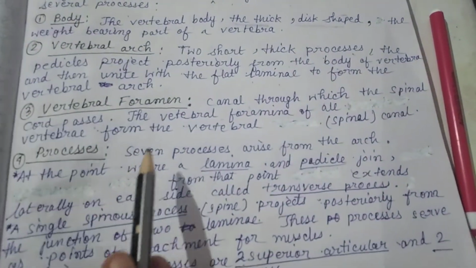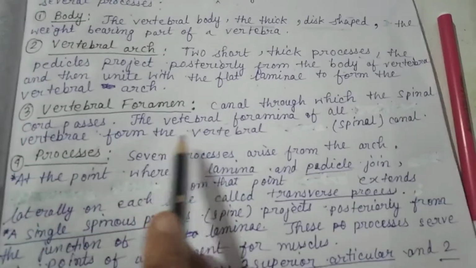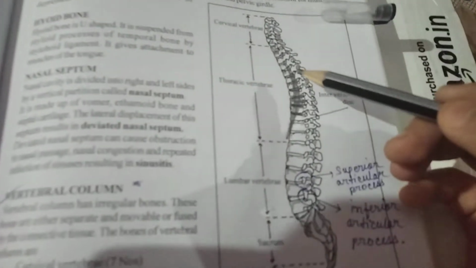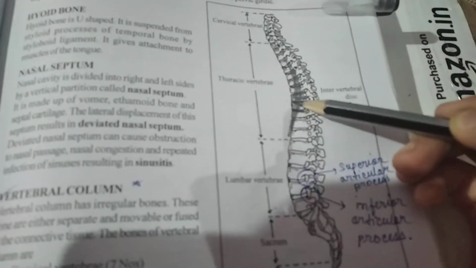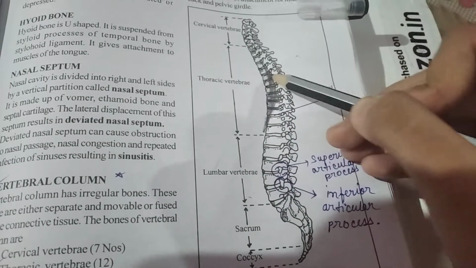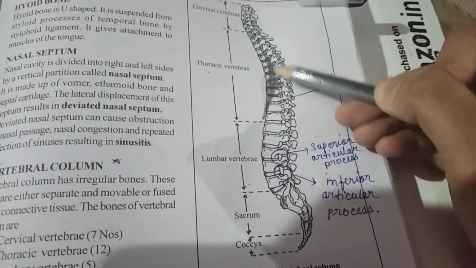After that, the vertebral foramina of all vertebrae form the vertebral canal. I have shown that all the vertebral foramina are attached, and after attaching they make a canal for passing the spinal cord.